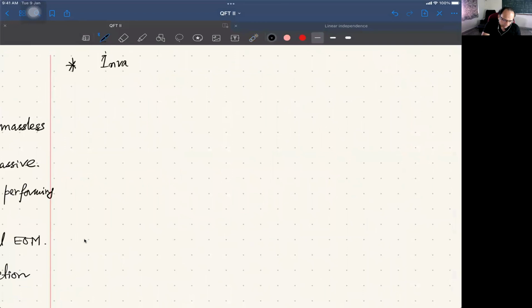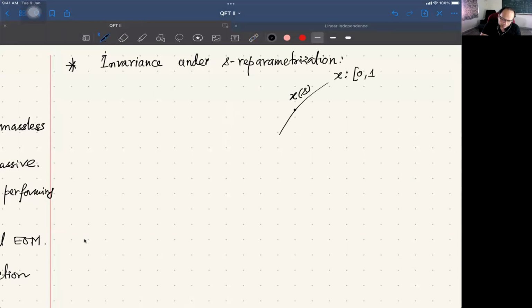Invariance under S reparametrization. So geometrically, what happens is that this is your path given by x of S, which means at a particular value of S, there is a point. So this x path is actually a map from the line segment to the four-dimensional Minkowski space. It's a real line segment, 0 to 1. S varies from 0 to 1, and for every value between 0 and 1, correspondingly, you have a point in the spacetime.